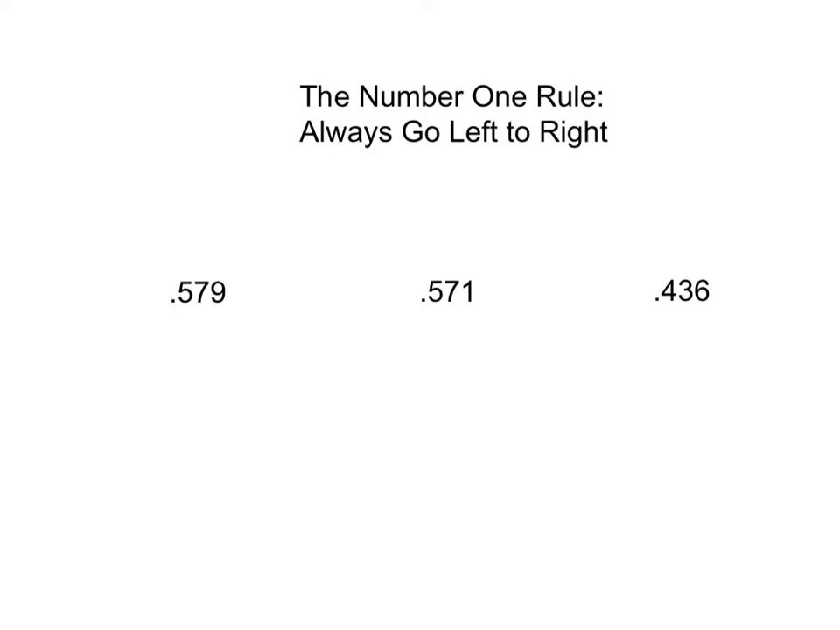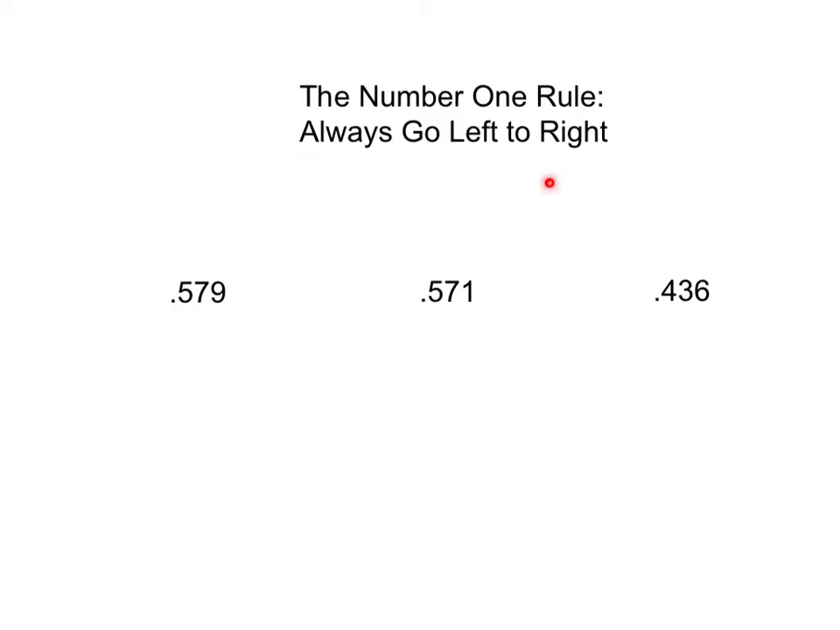Now that we have recognized where we see decimals in our own life, it is important that we now understand how to put decimals in the correct order from least to greatest or greatest to least. Looking at our numbers, we have 3 different numbers. We have 0.579, 0.571, and 0.436. Now, how do I know which number is the least and which one is the greatest?